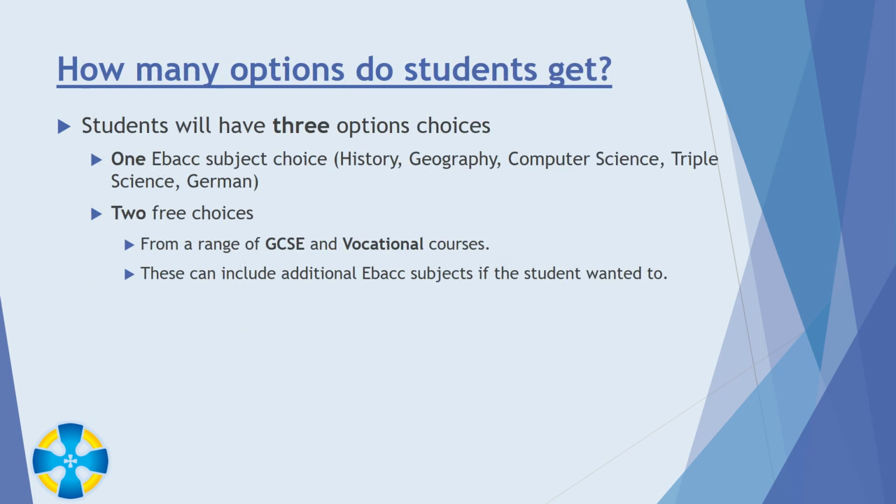So how many options does a student get? They get 3 options in total. The first option is an EBAC subject. The student will need to choose either history, geography, computer science, triple science, or German. And then they get 2 completely free choices, and this is from a whole range of GCSE and vocational courses. These can include additional EBAC subjects if the student wishes to.